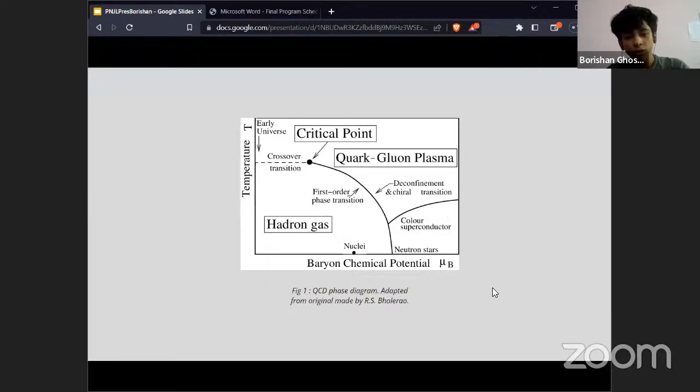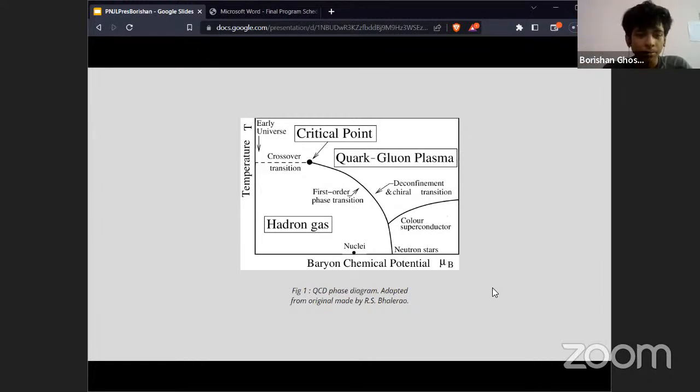So if we draw out a phase diagram for all of these states of matter, we would see that at very high temperatures and pressure, we find quark gluon plasma. As we see in the top left corner of this diagram, there is the early universe. Just after the Big Bang, there was so much energy and so much temperature that in these extreme conditions, we only found quark gluon plasma. And as the universe cooled down, it transitioned into the hadron gas.